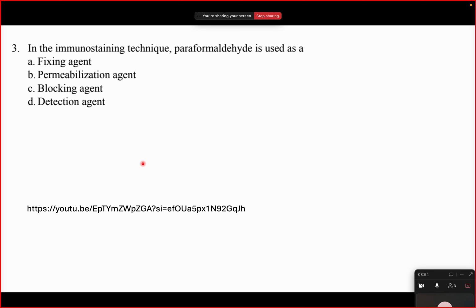So these are all the techniques which have been discussed in this week, so week 6th lecture. Okay, so in the immunostaining technique, paraformaldehyde is used as a fixing agent, permeabilization agent, blocking agent or detection agent. It's an easy one, but still, as the protocol suggests, I'm gonna give you guys 1 minute for this. Okay, and your time starts now.